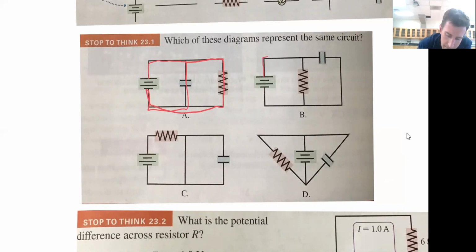B, positive, I could go through a resistor and back to the negative, or I could go through a capacitor and back to the negative. That is exactly the same as that one. So those two are equal. A and B are the same.